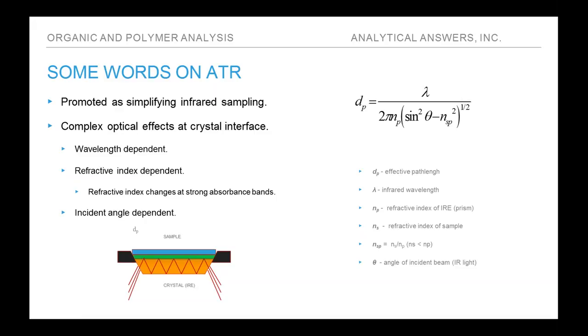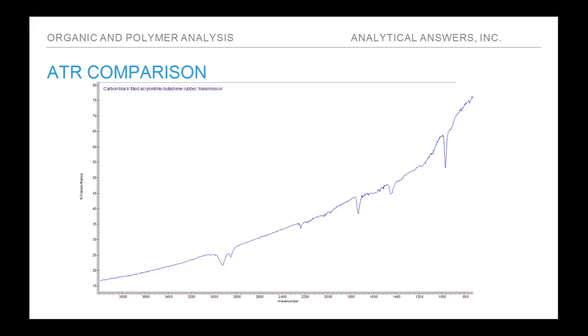The shorter wavelengths have less interaction. It's also dependent upon the refractive index of the crystal. It's dependent upon the refractive index of your sample, and it's dependent on the incident angle as given by this equation here, and we're not going to try to go through this whole equation. Better to just show some examples of the problems you can run into when you just try to apply ATR sampling to every sample that comes in.